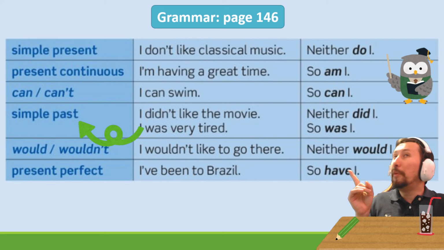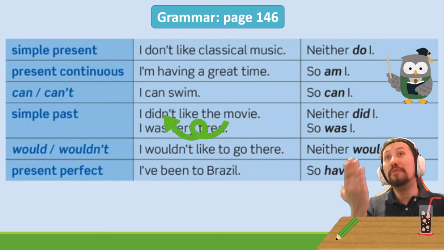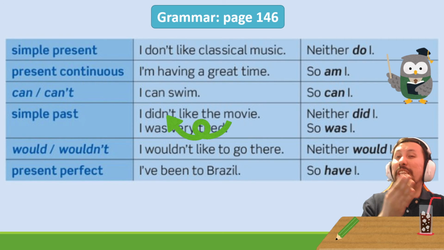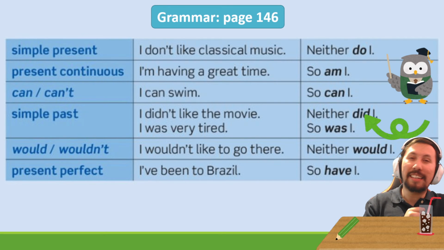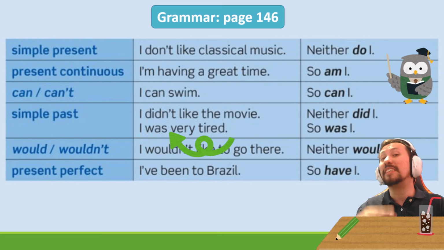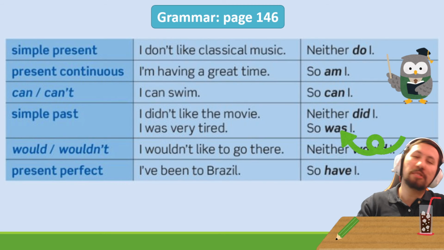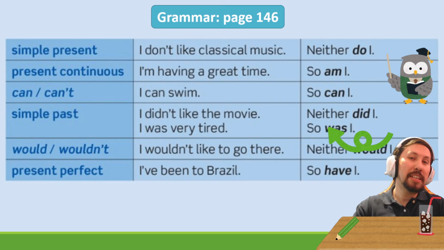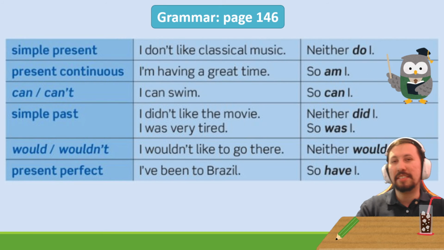Yes? Simple past is a little more tricky because you have two different options. If your friend says something with didn't or with an action, you use did. "I didn't like the movie." "Oh, neither did I." "So did I." If the original phrase used was or were, then you use was. Just was. "Oh, so was I." Yep. And that's it. Can, am, do, don't, etc.